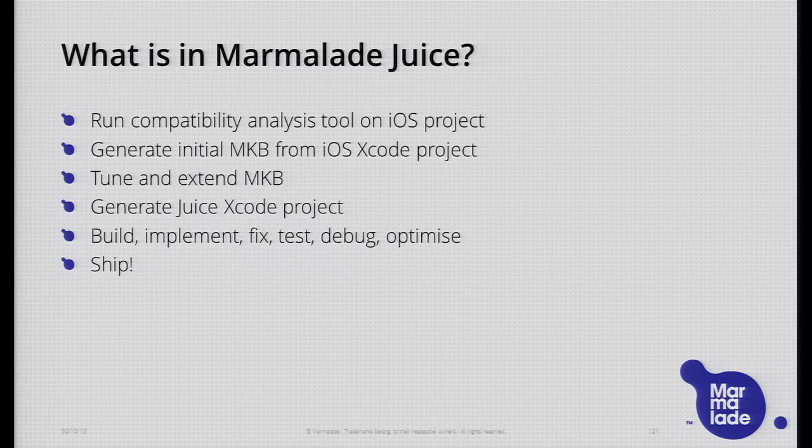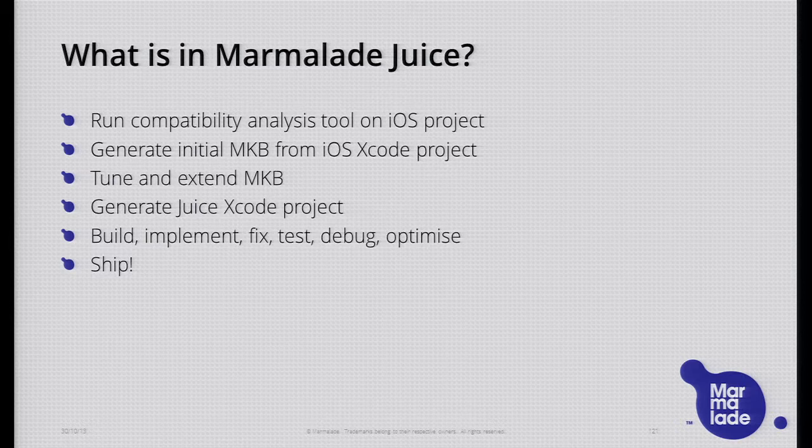So if you're going to use Juice, unfortunately that's the wrong title on that slide, this is how you use it, the essential workflow. So what you would do if you were starting a new project with Juice, you'd run the compatibility analysis tool initially, see if you had any gaps with what you were doing compared to Juice. You could then generate your MKB from your initial iOS Xcode project. You'd probably spend a little bit of time after that tuning and extending that MKB, possibly to add some custom build steps to convert assets.